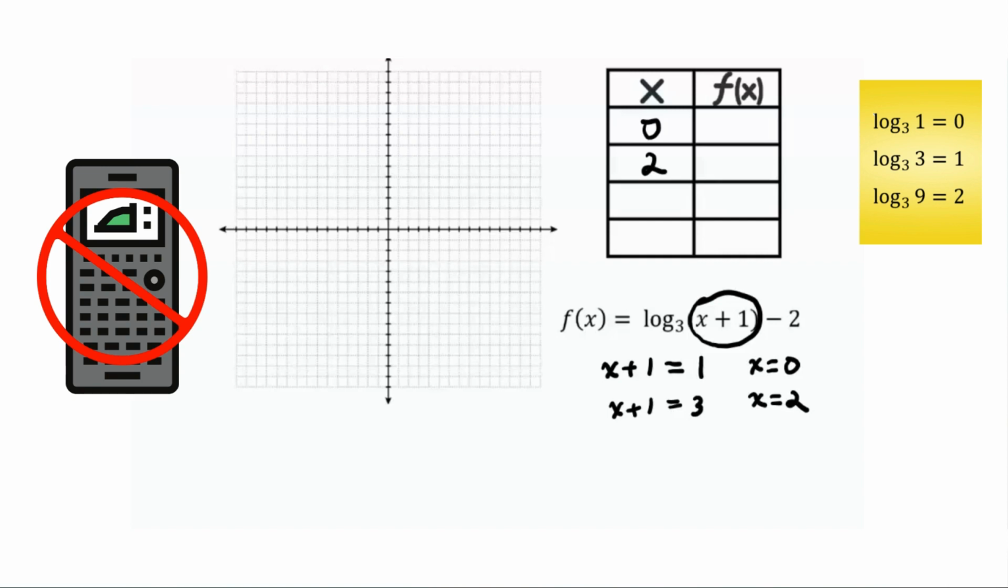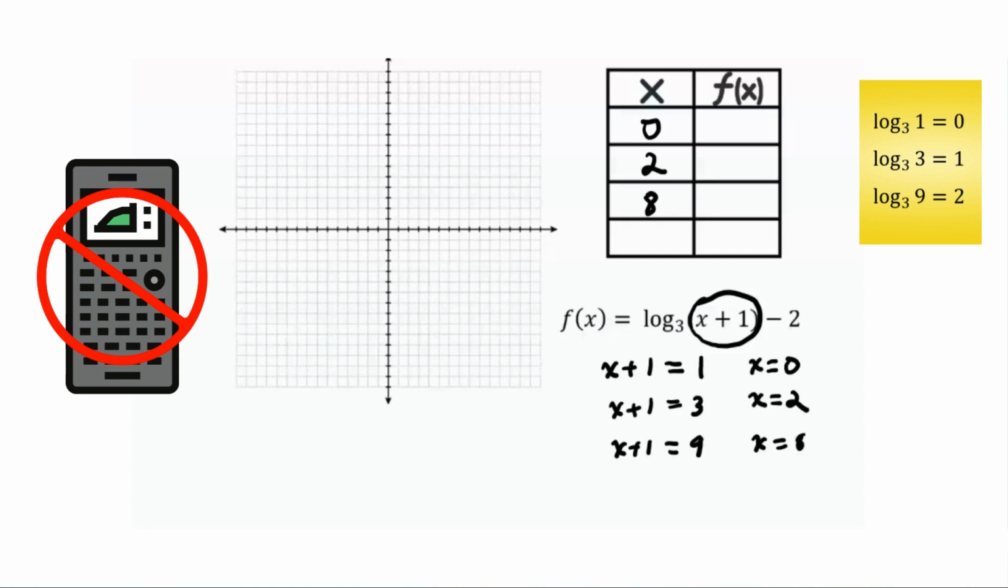Another power of 3 is 9. So if we choose x plus 1 equal 9, and we solve for x, we get x equal 8. So because of that shift, what we're doing is we're moving each one of those values back 1. Okay, so we're going to do 0, 2, and 8.